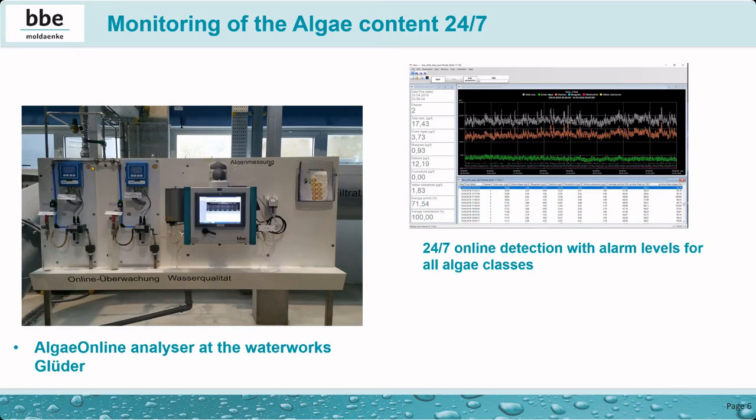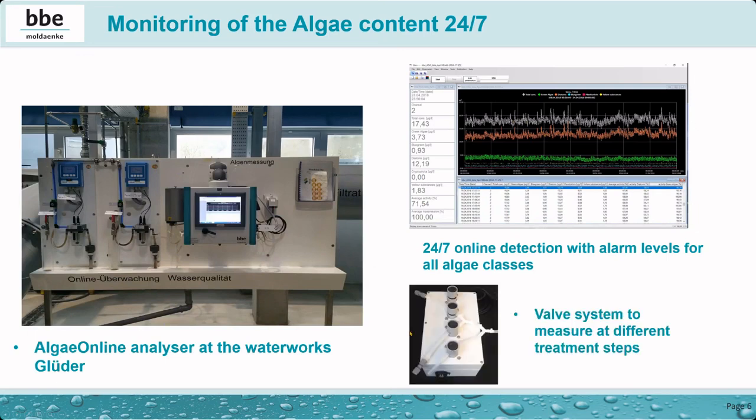You have pH and turbidity as standard parameters, and they have also used the Algae online analyzer at the waterworks and measure the raw water and filtrated water, and you see the different content of the algae. They have also a valve system, and in the first step they measure the raw water, which is on the right hand side of this, and after the ultrafiltration they measure the second step, and then they can see if it happens.